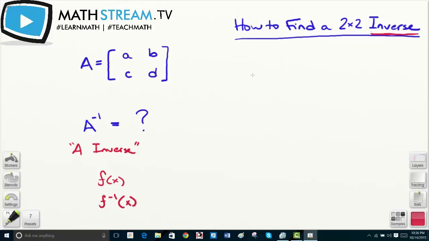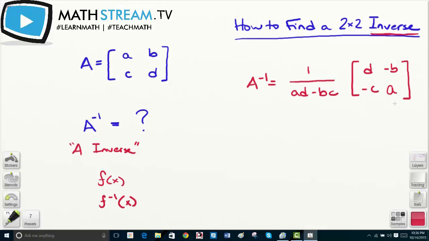Okay, let's now talk about how to find an inverse. There is a formula for this, and first I'm just going to give you what the formula is, and then I'll show you where those numbers come from. So for a 2 by 2 matrix, A inverse is equal to the fraction of 1 over ad minus bc. I'm getting those from the four element values here, times a 2 by 2 matrix: d and a, and -b and -c. And that is our formula.